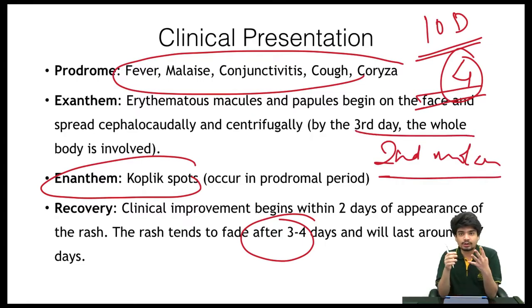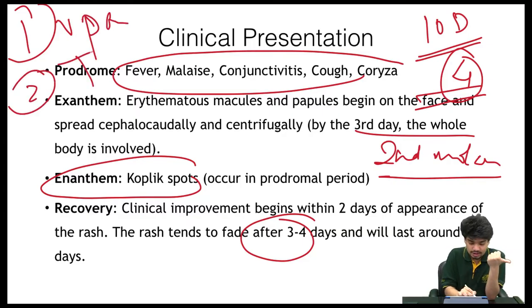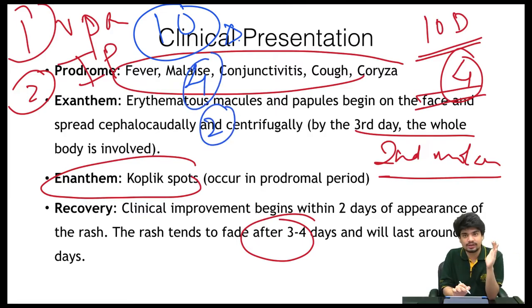So 4 things that you need to remember about measles: First, it's a viral illness caused by the measles virus, which belongs to the family Paramyxoviridae. Second, the incubation period is very important. The incubation period of measles is 10 days. The rash appears 4 days after the fever. The Koplik spots appear before the rash, around the second day after the fever. These are the 4 things that you need to remember.